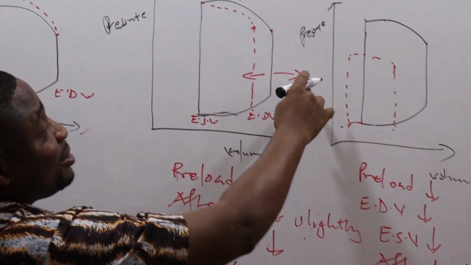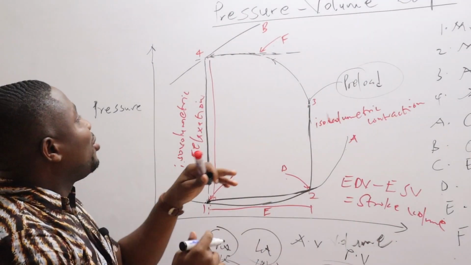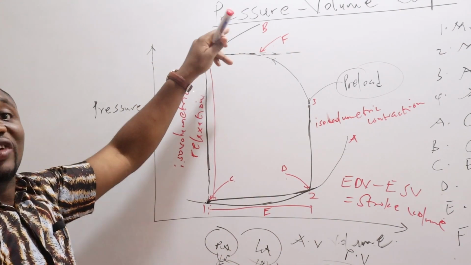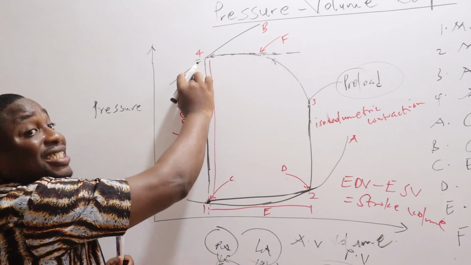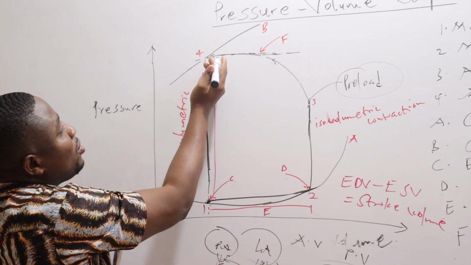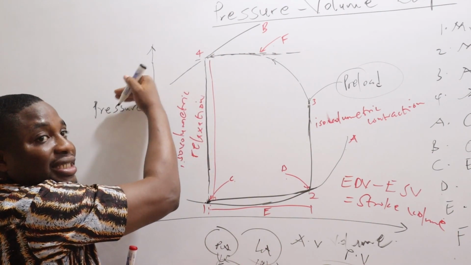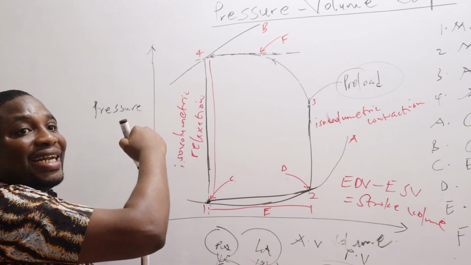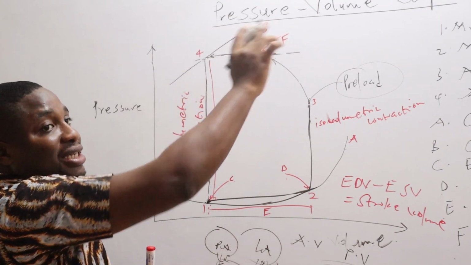If we were to shift to the right, it means it has what? Increased. Now, this, which is B, we call it contractility. The contractility increases when this point here, this corner here, is moving towards the left. It is increasing when this point is moving towards the left, and it's decreasing when this point is moving towards the right.